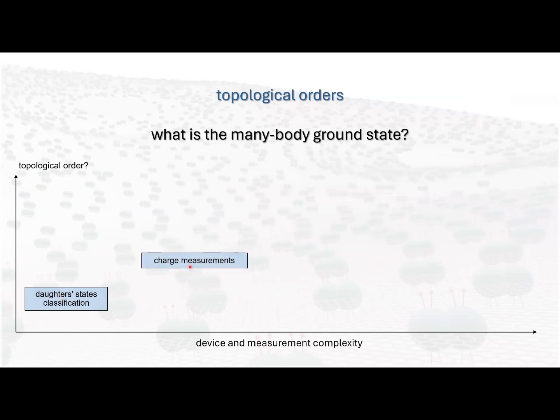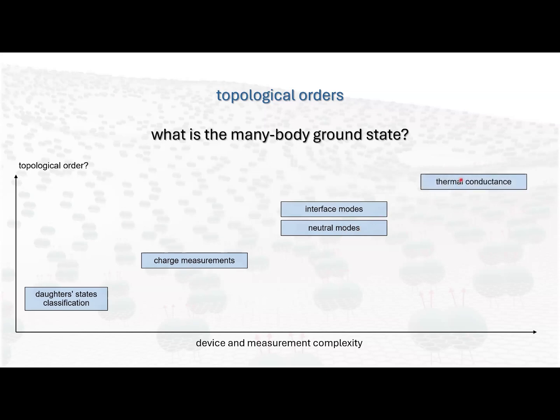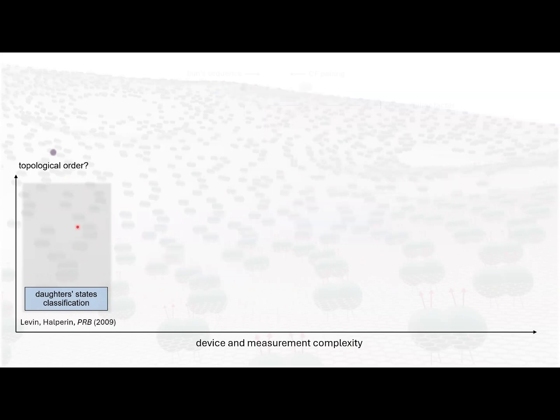Then, with complexity, you can do charge measurement, interface mode, and neutral modes. And the most definitive measurement, but also complex, is thermal conductance. But what's interesting is that it could be that actually daughter state classification takes us all the way. But for that, we need to do thermal conductance measurement to this daughter state classification and kind of see that indeed our prediction are correct. In a way, we need to know that these daughters really belong to this father. But, okay, so, what are daughter states?